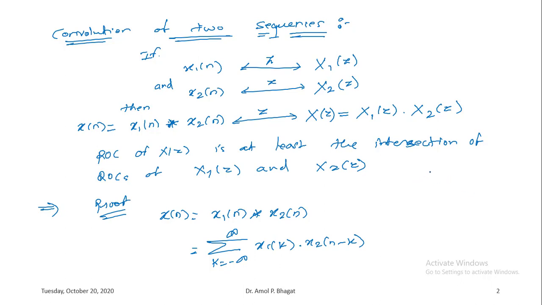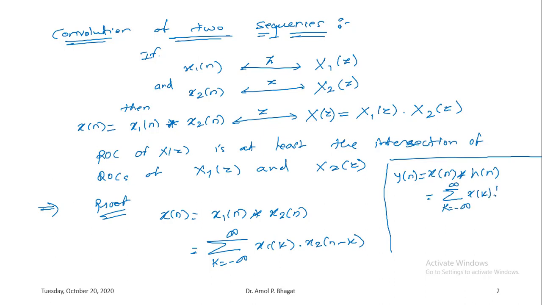We know that the convolution of x of n with h of n is represented by a summation. We represented this convolution as y of n. We have seen this, right? So this convolution y of n, which is the convolution of x of n with h of n, is represented as summation k equals minus infinity to infinity x of k into h of n minus k. We have seen this.